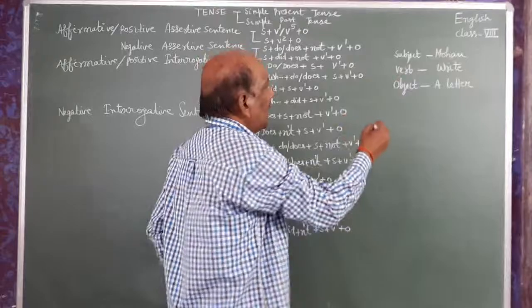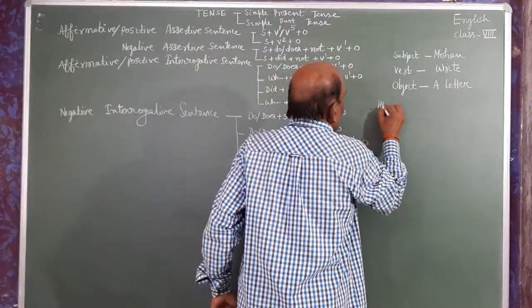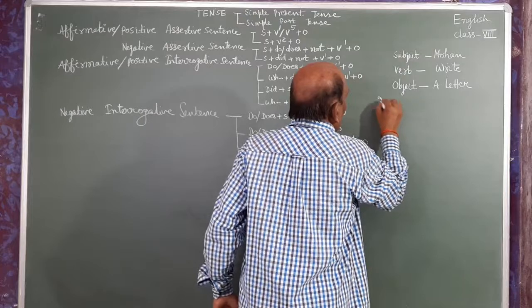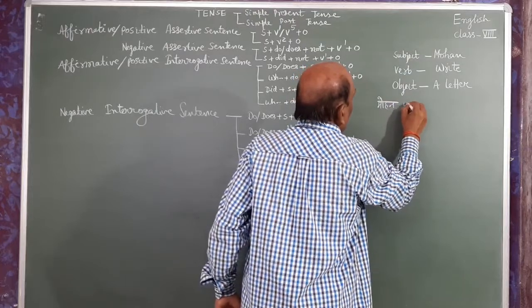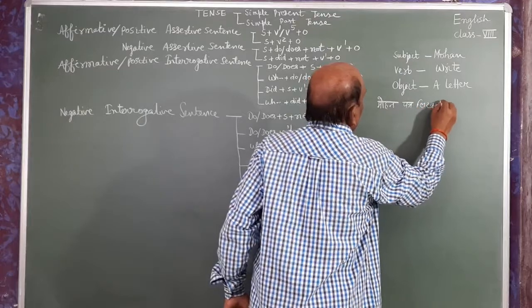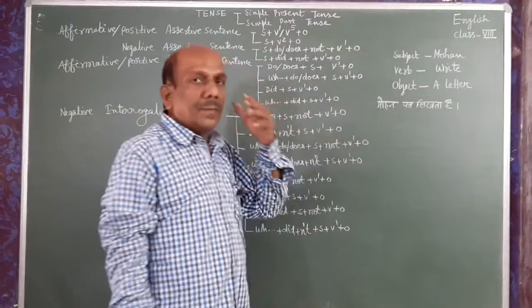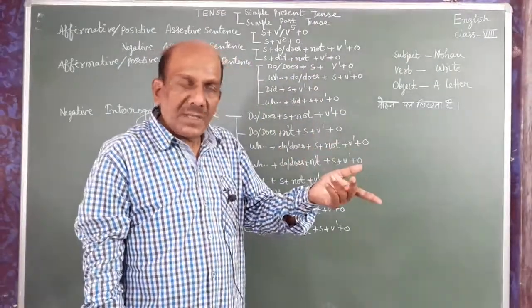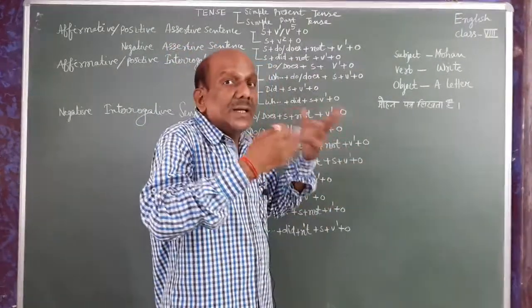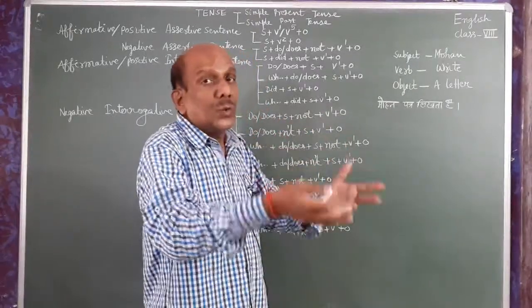Now take an example for simple present tense. Suppose Mohan patra likhta hai. Now we have a sentence in simple present tense. How can we translate them? How can we turn such sentences into English?